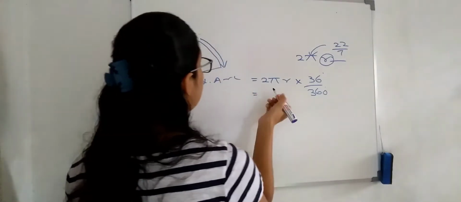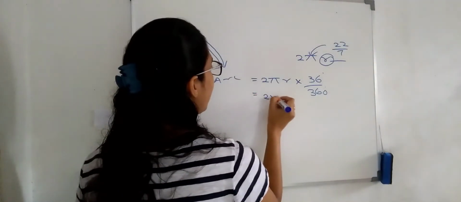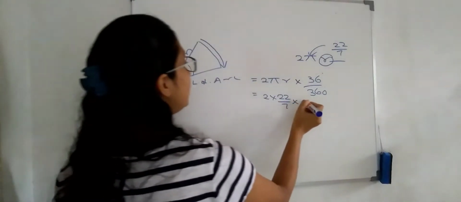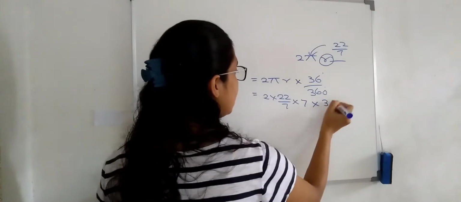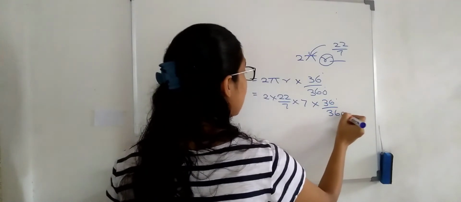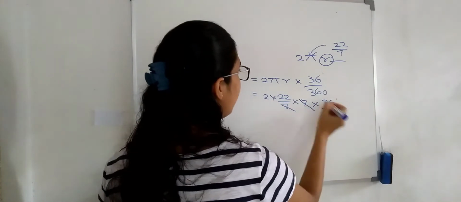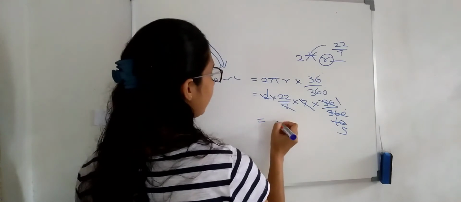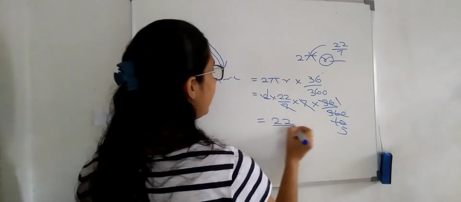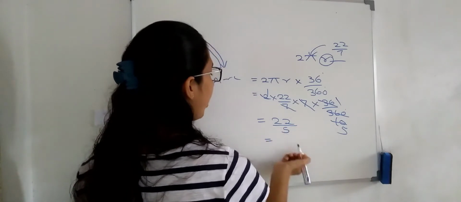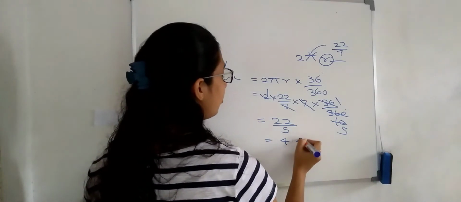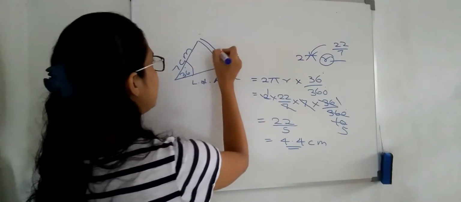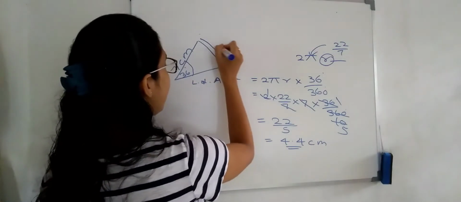Now we can substitute the relevant values: 2 into 22 over 7. What is the value of the radius? It is 7, into 36 degrees out of 360 degrees. Now we can simplify. So what is the answer? 22 centimeters should be divided by 5. So what is the answer? 4.4 centimeters. This is the length of this arc, right? That value is the length of this arc.